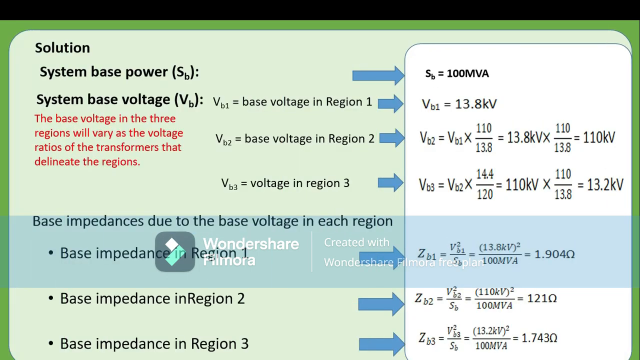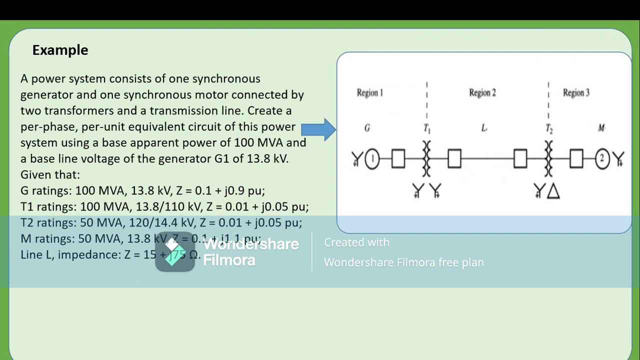Now look at this. We already have that our base power is 100 MVA. Our base voltage in the first region is given as 13.8 kilovolts. Now, why are we saying the first region? Let's go back and look at it again. You can see our first region. This is region 1, which is where the generator is, and it was given at 13.8 kilovolts. So the voltage from here to here is 13.8.